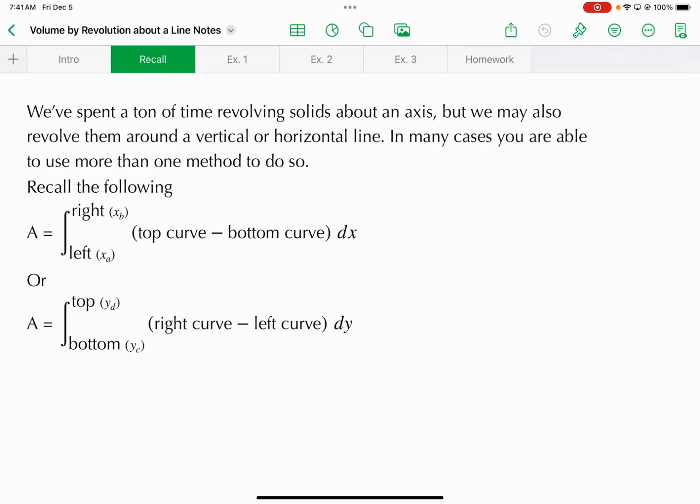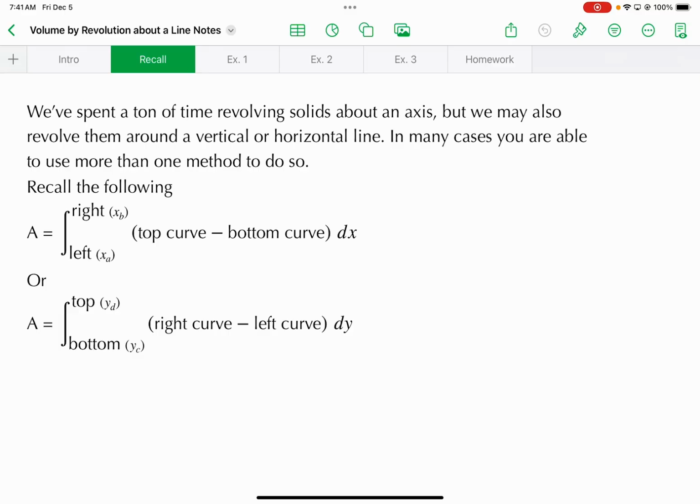So we've spent a ton of time revolving solids about an axis. In many cases, you can use either shell method or washer method or even disk method to do a lot of these. And I'll try to show you different methods to do each one. But back when we were doing area in 6.1, with respect to x and with respect to y, I put this articulated formula up here already for you, but I just want to remind you of it because again, it really comes into play today.